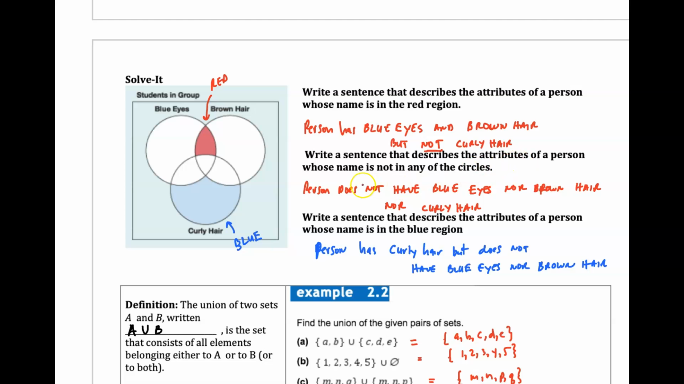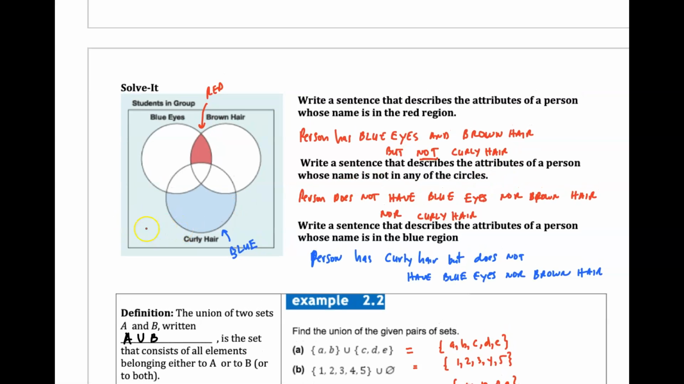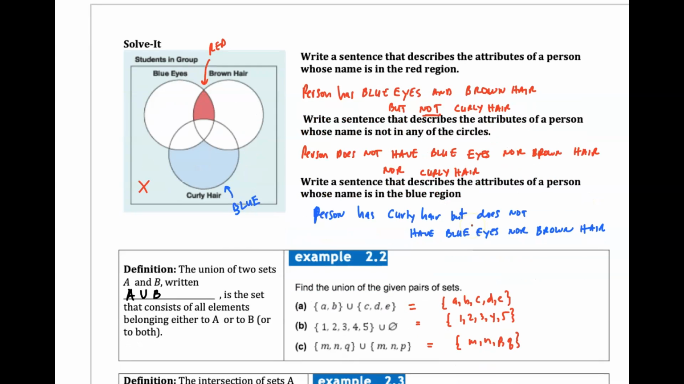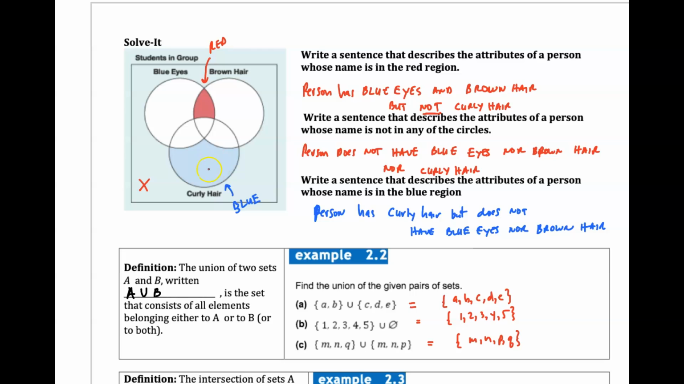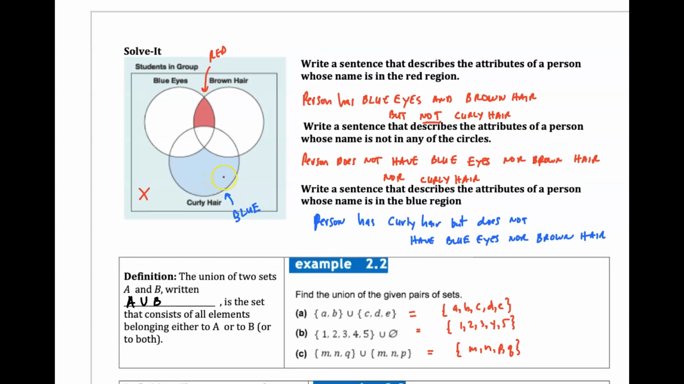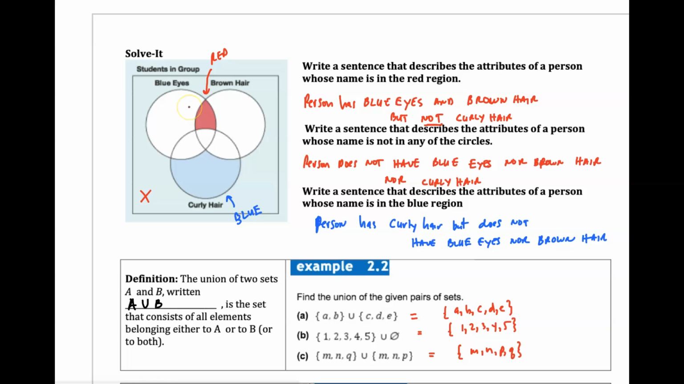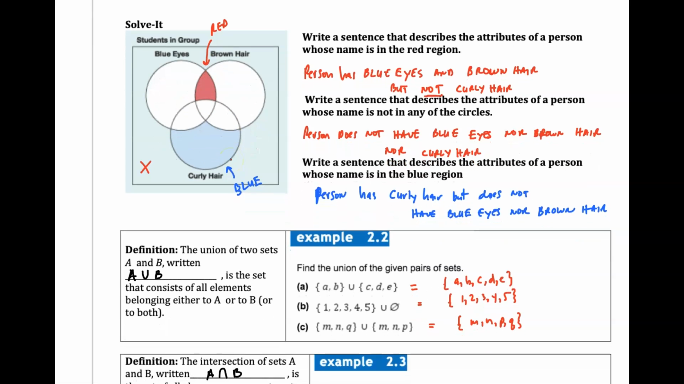How about the person that is not in any of these circles? What if someone's out here? If they're out there, that person does not have blue eyes, does not have brown hair, and does not have curly hair. They're outside of that group. And then what about the blue? This blue is the person has curly hair. That's all they have. Out of these characteristics, they only have curly hair. They do not have blue eyes nor brown hair.